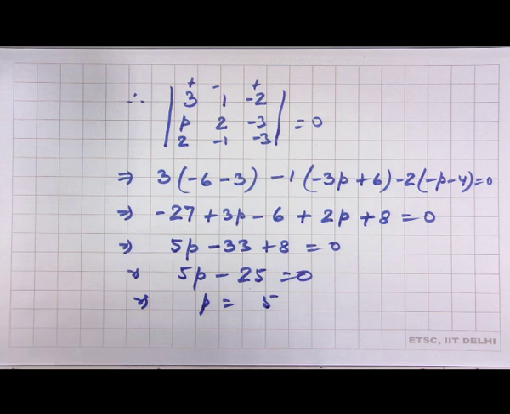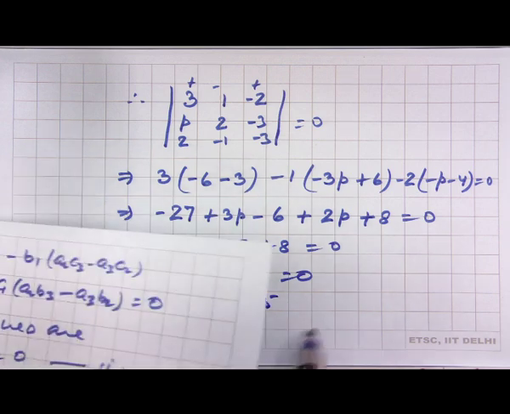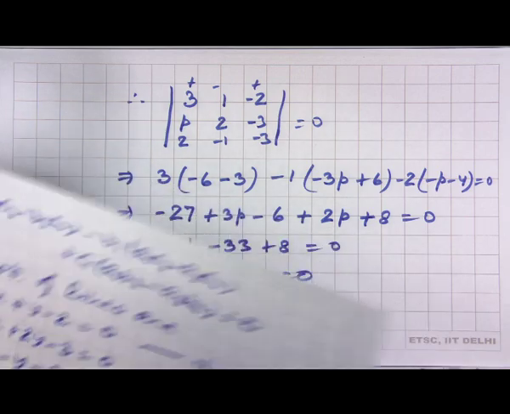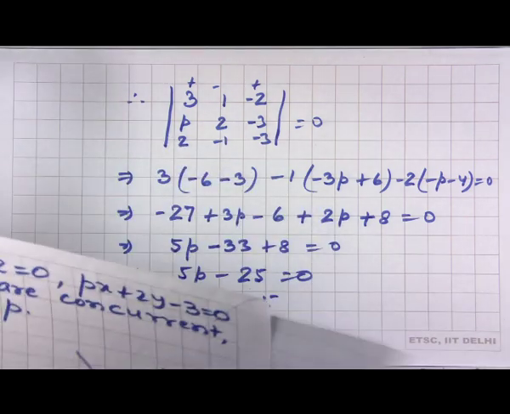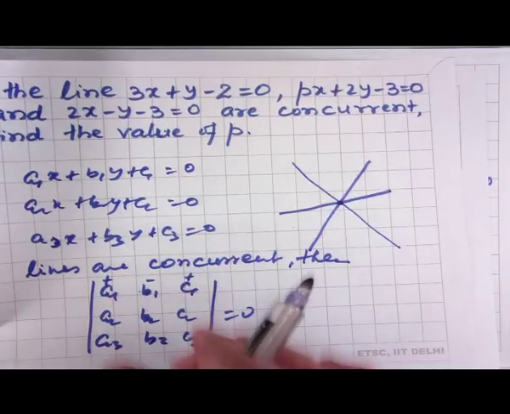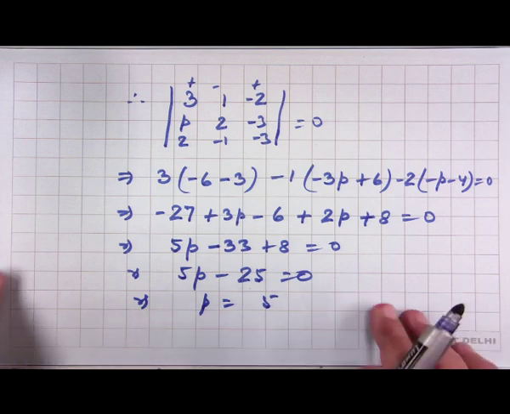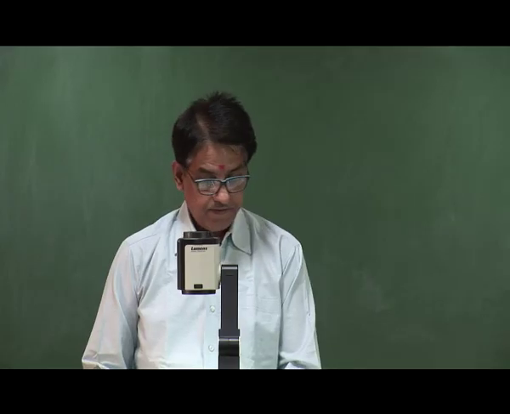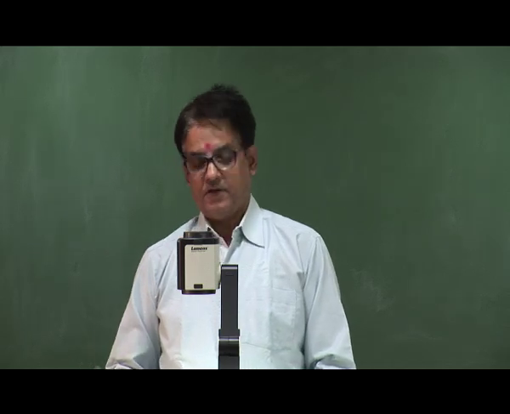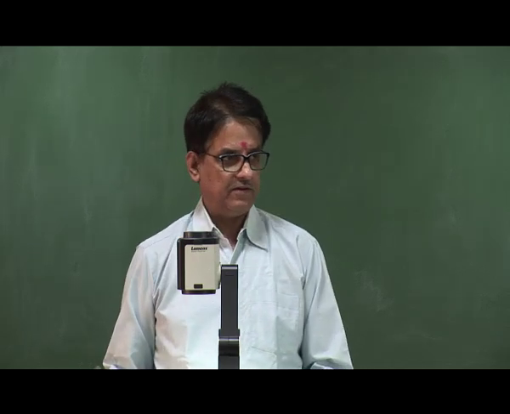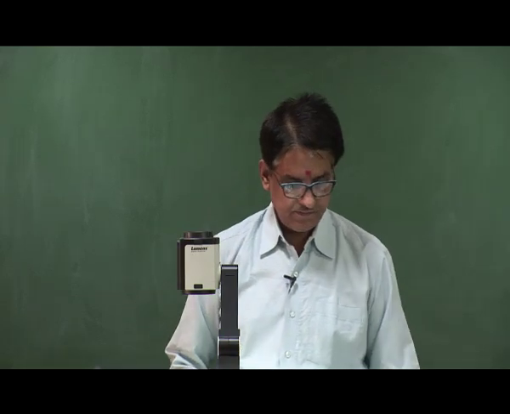So in this way we can find the value of an unknown quantity if the equations of lines are concurrent by using this condition. Okay, we will discuss some other problems in the next session. Thank you.